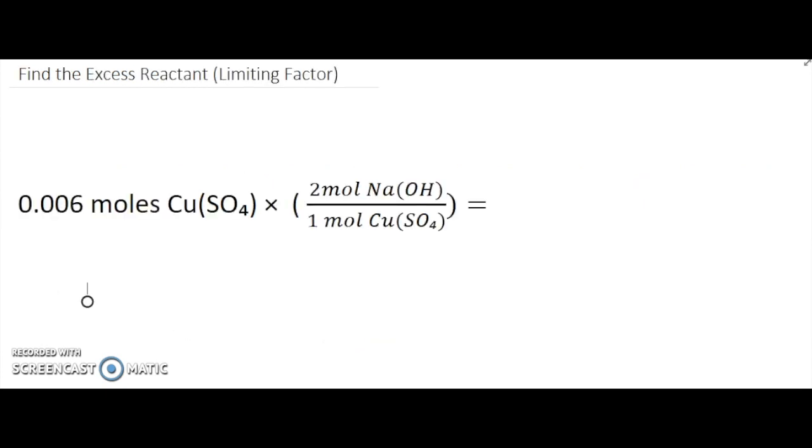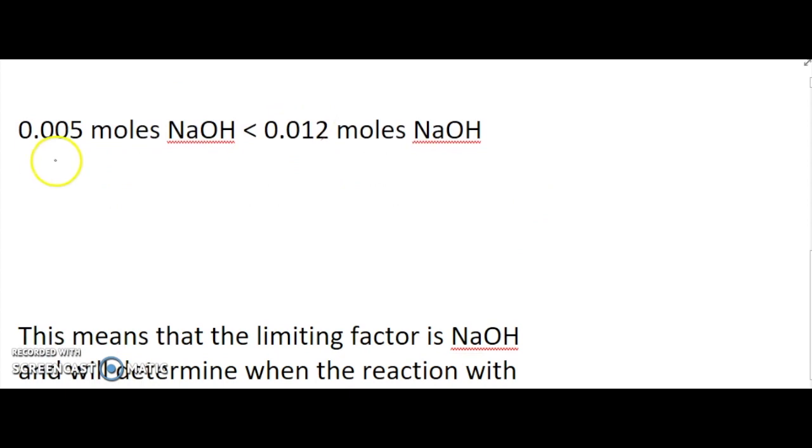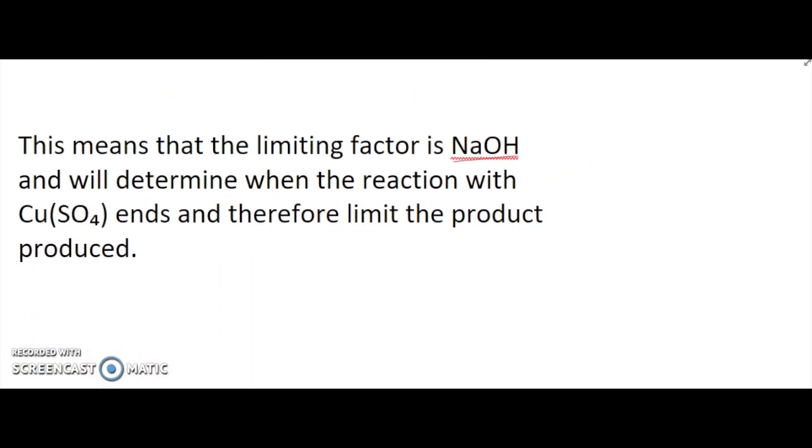For the excess reactant, or the limiting factor, we have to look at the ratio which is presented. NaOH to CuSO4 is 2 to 1. We have 0.006 moles of CuSO4, so theoretically we should have 0.012 moles of NaOH. However, we notice that we are using only 0.005 moles of NaOH. 0.005 moles of NaOH is less than 0.012 moles of NaOH. The limiting factor is NaOH and will determine when the reaction with CuSO4 ends and therefore limit the product produced.